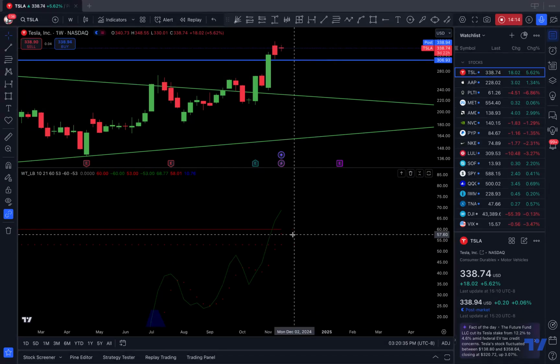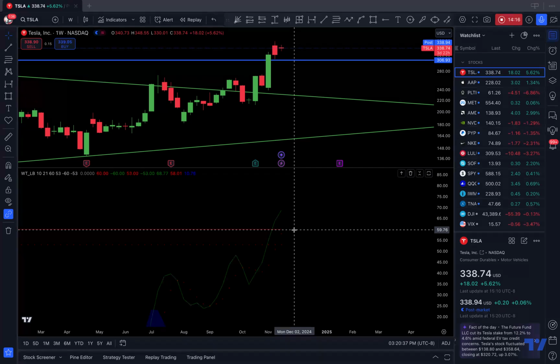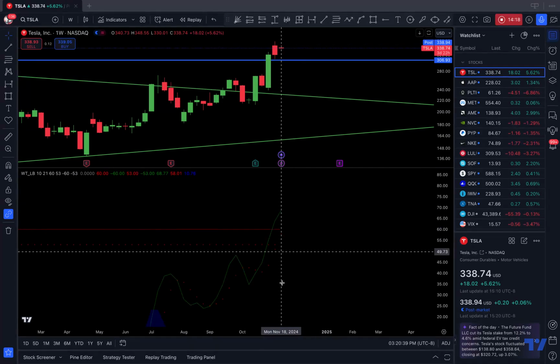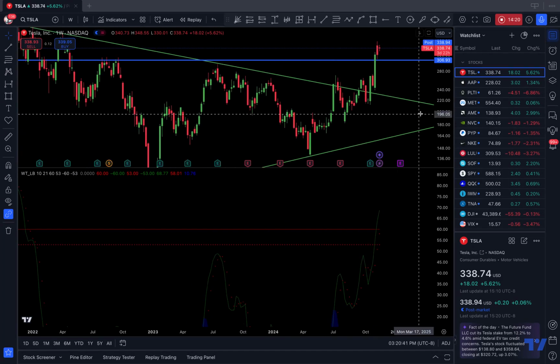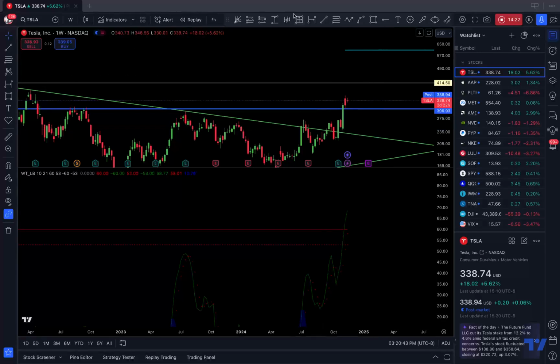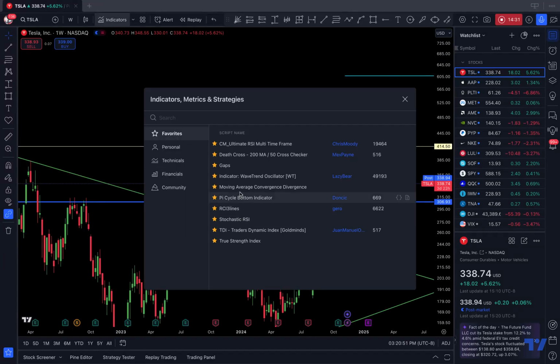And you can see right now we have a red star at about 58. But once you clear above 60, that's when price usually goes either at or really close to all-time highs. And as we speak, Tesla is about 22% from all-time highs. So that's the wave trend indicator.